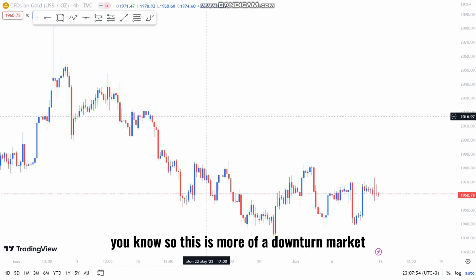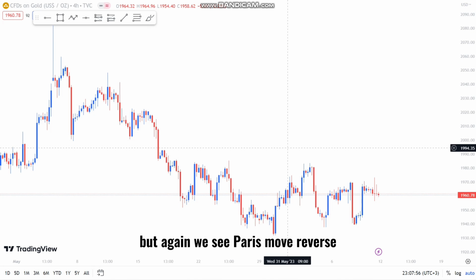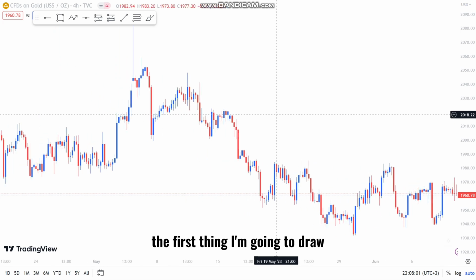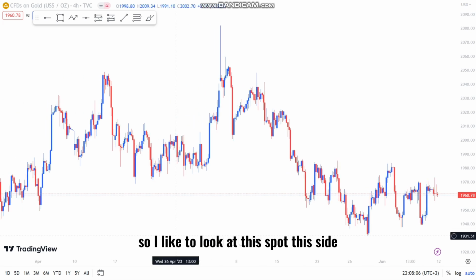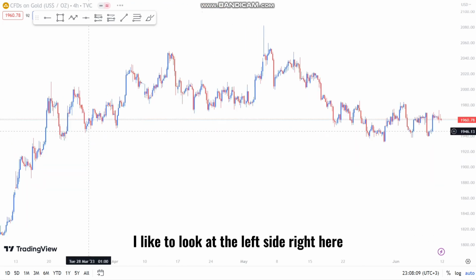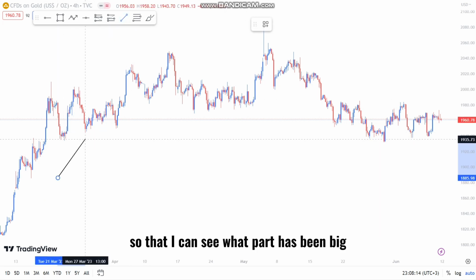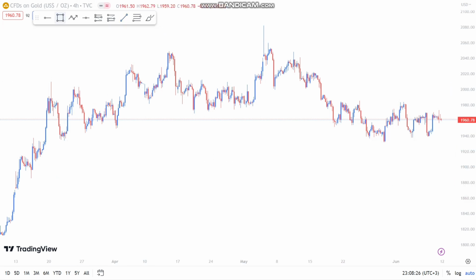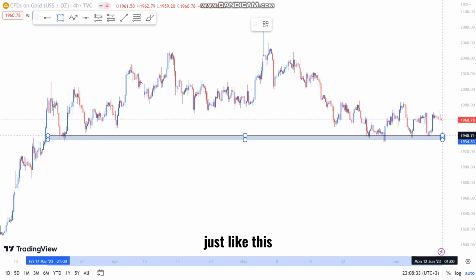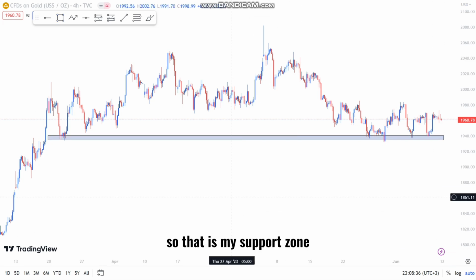This is more of a downtrend market, but again we see price more of reversing because there's a change in structure. So the first thing I'm going to draw out is this zone here, that is my support zone. I like to look at the left side right here, so that I can see what price has been doing, so that I can draw my zones here. What I do, guys, I choose my box, come up here and draw my rectangle just like this. Very simple. So that is my support zone.